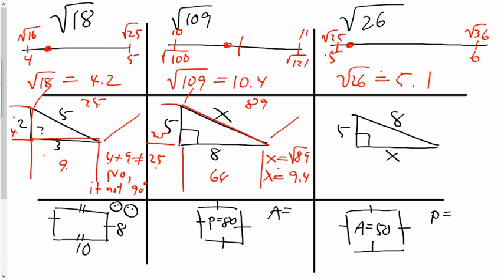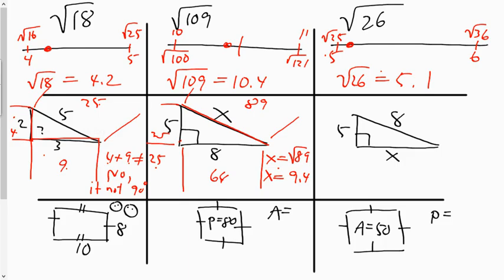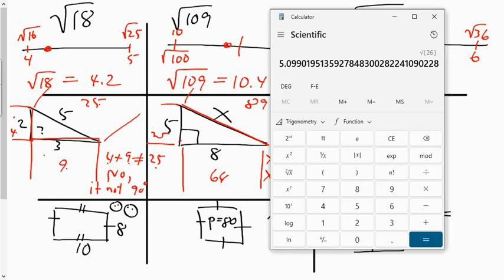I have no idea. Let's just double check. Square root of 89. Oh, that's the wrong button. Square root of 89. 9.43. Yeah, that's good.